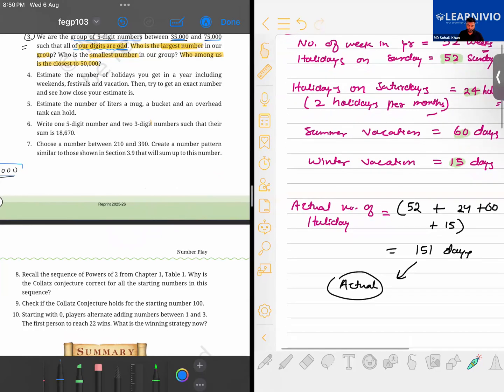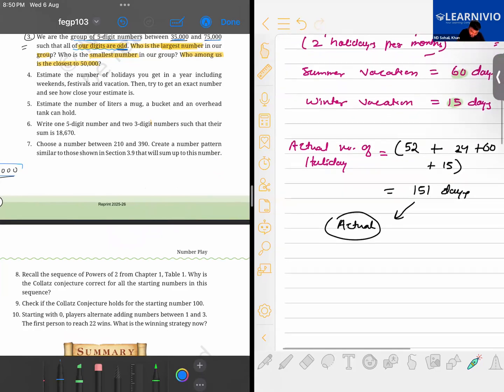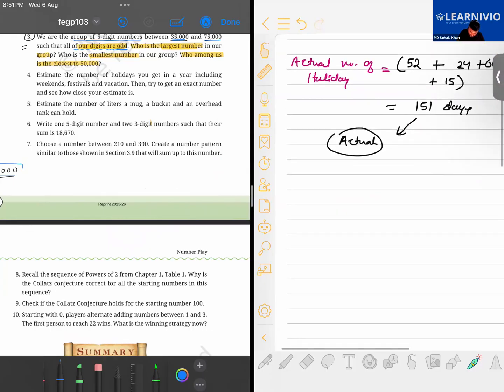Okay. A bucket. Question number 5. First of all, tell me an estimate. Estimate of a mug is 1 liter. Let's say the estimated number of liters of the mug, a bucket, and an overhead tank will total how much, roughly? Maybe 1000 liters. You're saying 1000 liters.